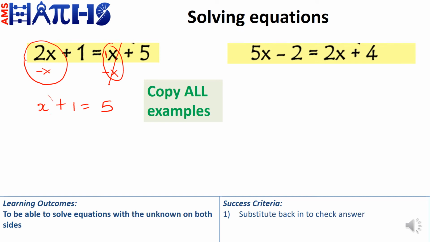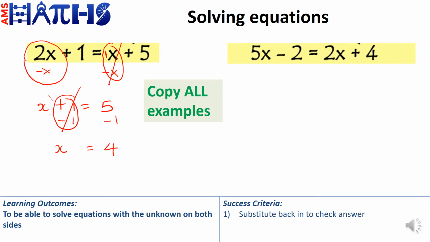Then we need to solve for x. X is added to 1 to get 5. So to undo that, we'll have to subtract 1 on both sides. So 1 minus 1 is 0, leaves us with x, and on the right, 5 minus 1 is 4. So our answer is x equal 4.